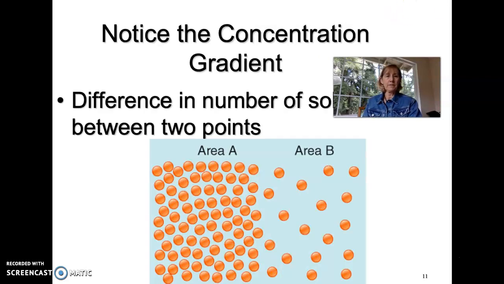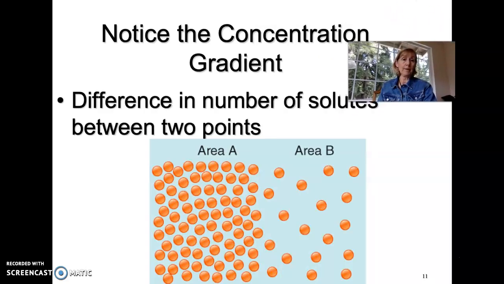We often think of it in terms of a membrane because we're thinking of a cell. That this is area 1, very concentrated. Area 2, not so much. So these little balls will bump into each other and move from area 1 towards area 2 until they are in equilibrium. We call these solutes.